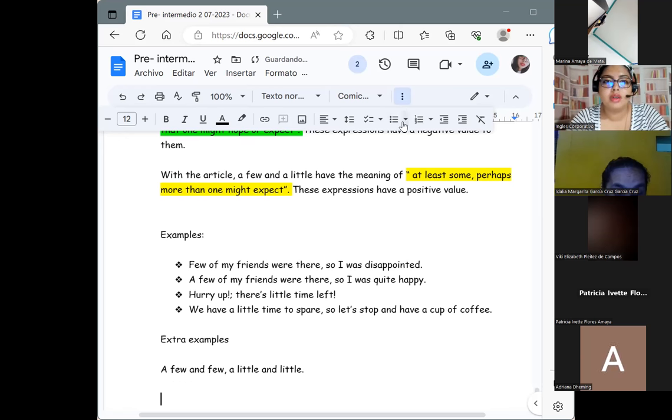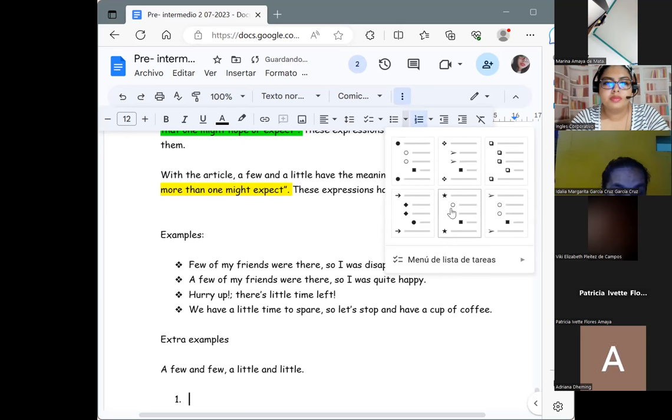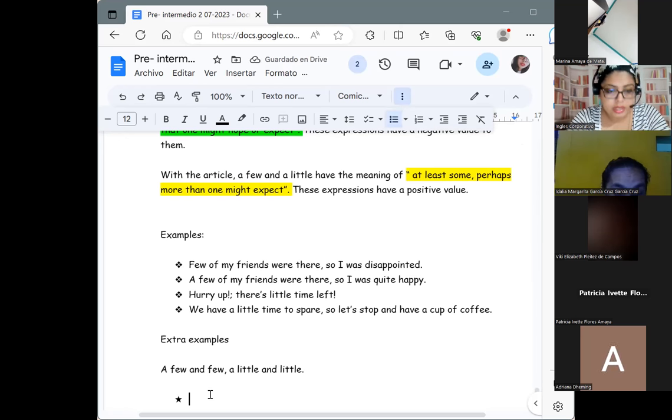So we are going to see these other examples. And we have here that these expressions show the speaker attitude towards the quantity he or she is referring to. A few is for countable nouns and little is for uncountable nouns. And they are describing the quantity in a positive way. Entonces, vamos a hablar de la actitud que tiene el hablante sobre la cantidad a la que ella o él se está refiriendo. Y también a few lo vamos a utilizar con los nombres contables y a little lo vamos a utilizar con nombres no contables que describen la cantidad de una forma positiva.